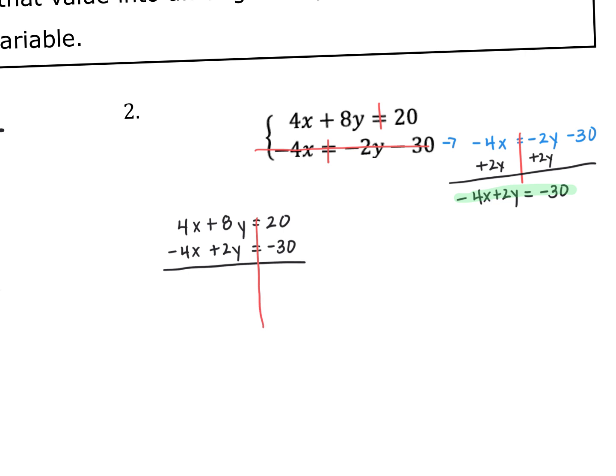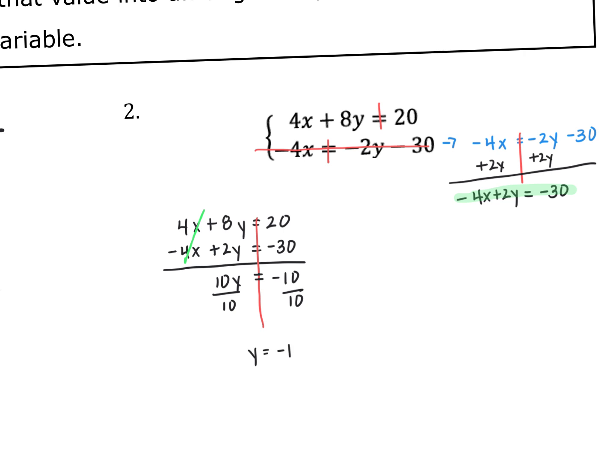Okay, when I look, I have a positive 4x and a negative 4x. And I have a positive 8y and a positive 2y. Well, the only ones that are going to cancel out are those 4s. So I'm going to go ahead and cancel those 4s out. Those aren't there anymore. So now I just have my 8y and my 2y. That's going to give me a 10y equals, if I have 20 and I subtract 30, that's going to leave me with a -10. 20 minus 30 is -10. To get that y by itself, I'm going to divide by 10, divide by 10. I get y equals -1.